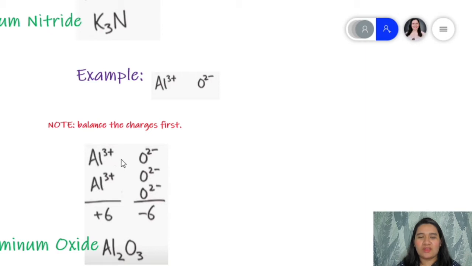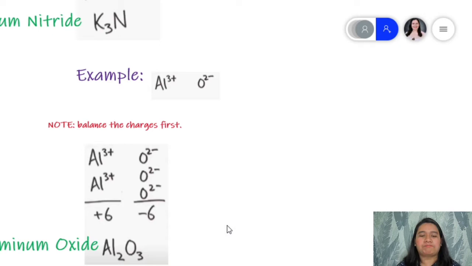So, meaning to say, oxygen has a greater number. So we will add another aluminum. So aluminum 3, so 3 plus 3 is equal to 6. Now, since aluminum has 6 charges already, we will add another 2 from oxygen to get a total of 6 as well. So 6, 6, meaning to say they are already balanced. Okay? We will not change the charge.